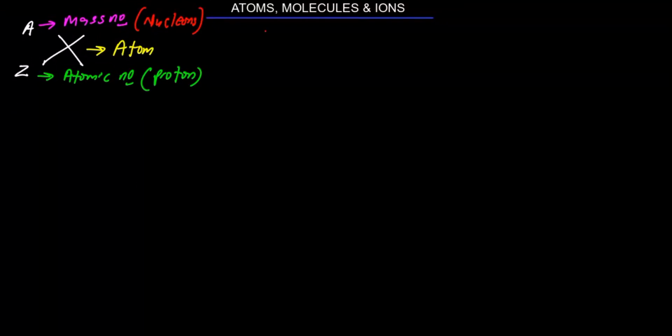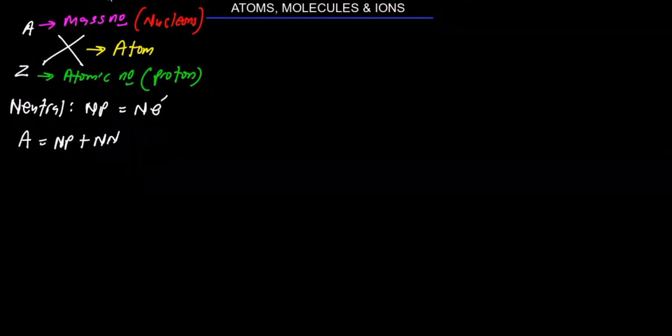Take note of some facts. If I have a neutral atom, we take note that the number of protons will be equal to the number of electrons. And how do we calculate mass number? Take note that mass number A is equal to the number of protons plus the number of neutrons.